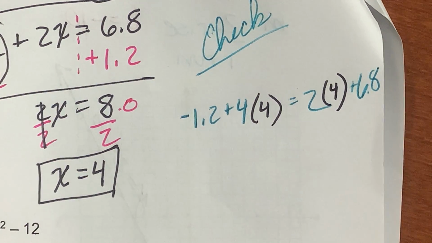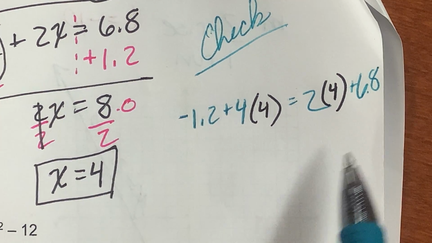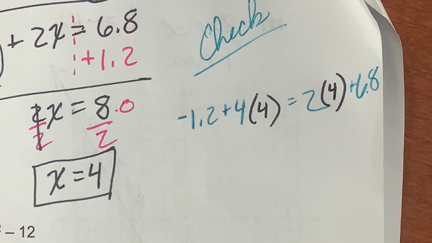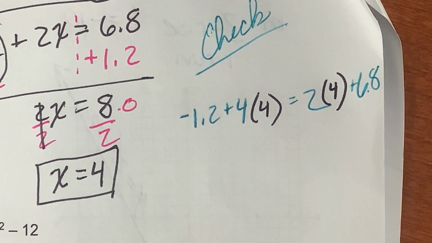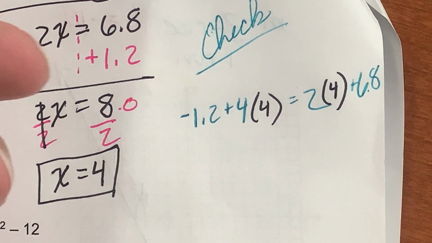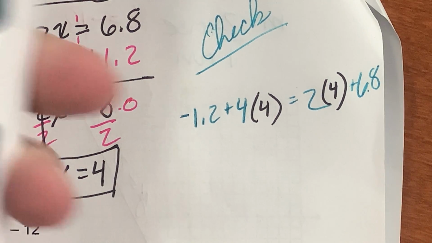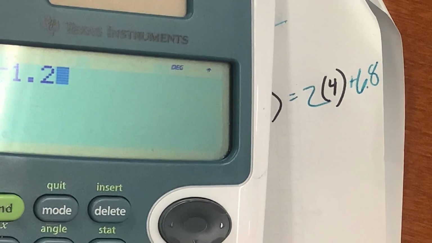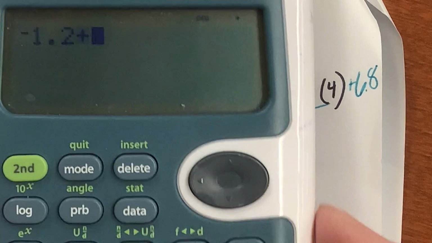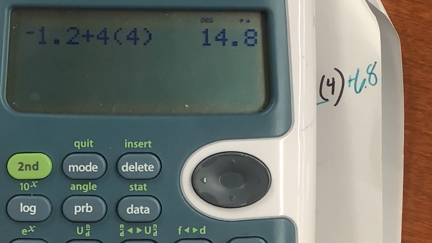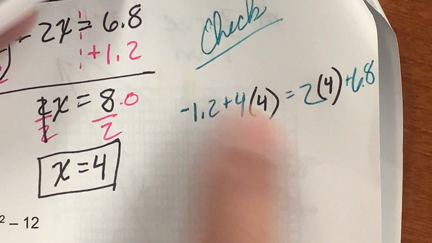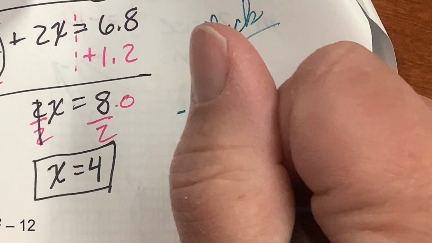And now I just want to make sure that what's on one side of the equal sign is the same as what's on the other side. So I'm going to do one side at a time. And yeah, I'm going to put it in my calculator. Negative 1 2/10, you got to see what I'm doing here. Negative 1 2/10 plus 4 times 4 is 14 8/10. So this side is 14 8/10.